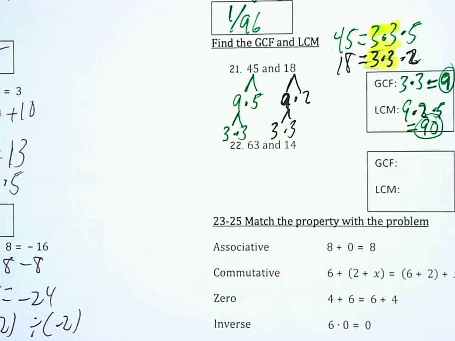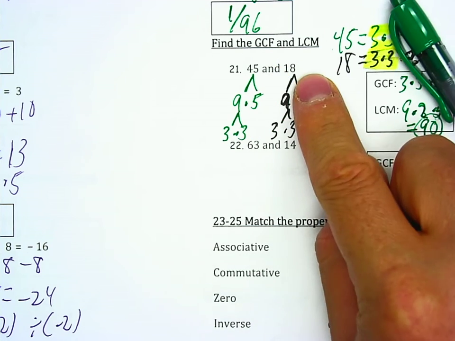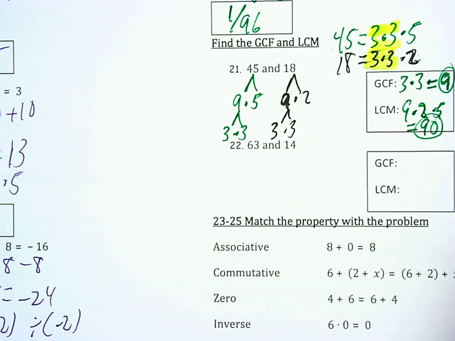More intuitively speaking, the greatest common factor is the largest number that both numbers divide by, and the least common multiple is the largest number that they both divide into. So in other words, 9 goes into 45 and 18 evenly, and 45 and 18 go into 90 evenly. 45 goes into 90 twice, 18 goes into 90 5 times.